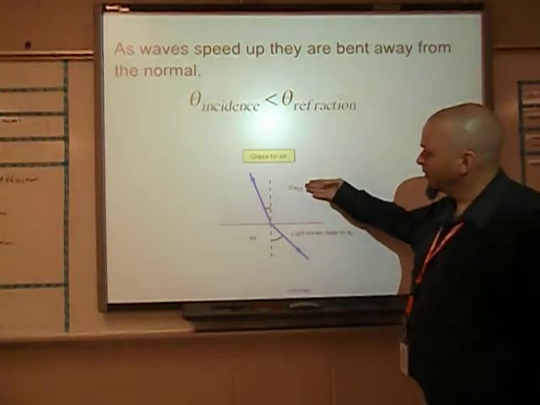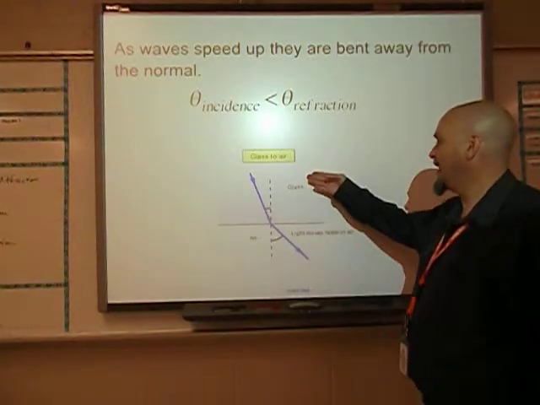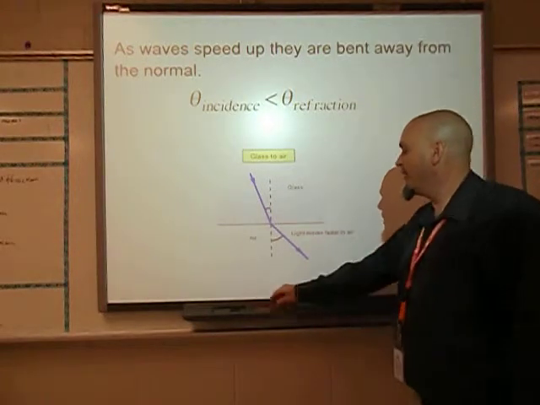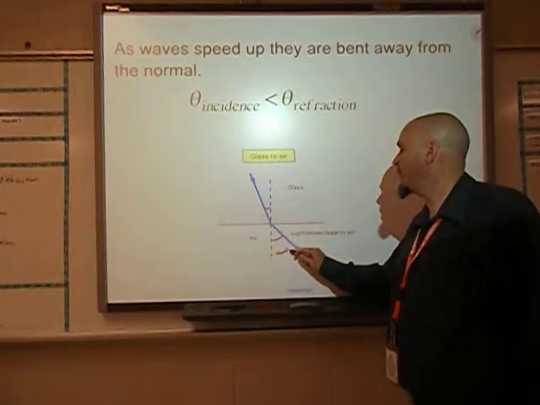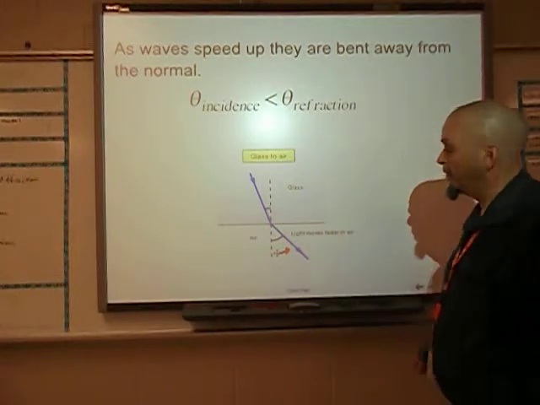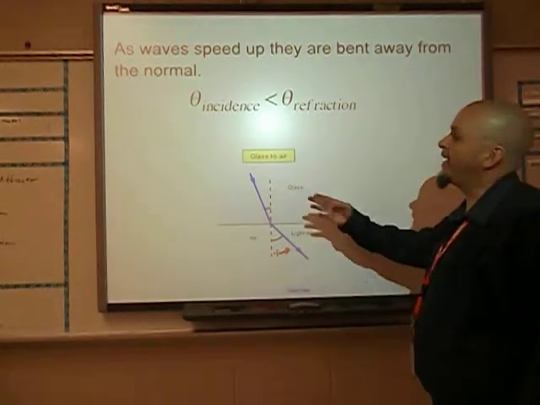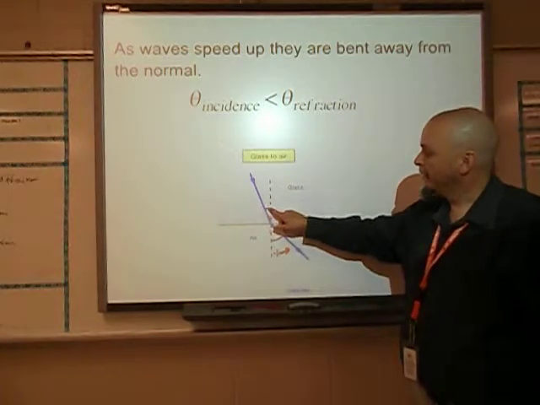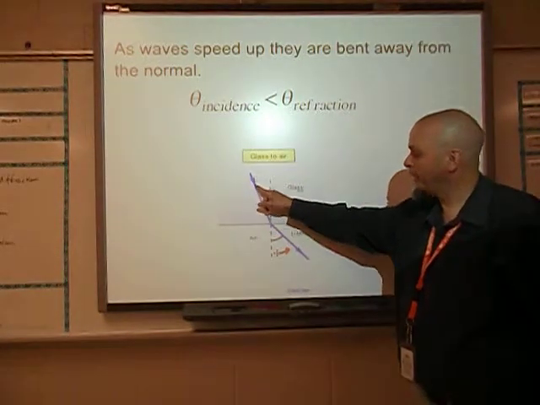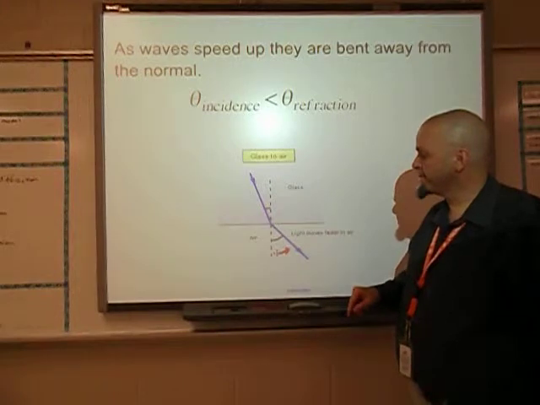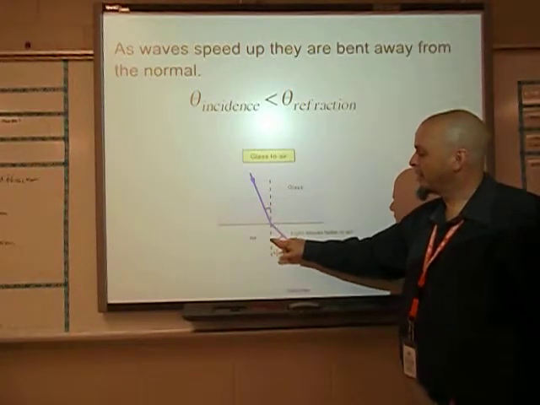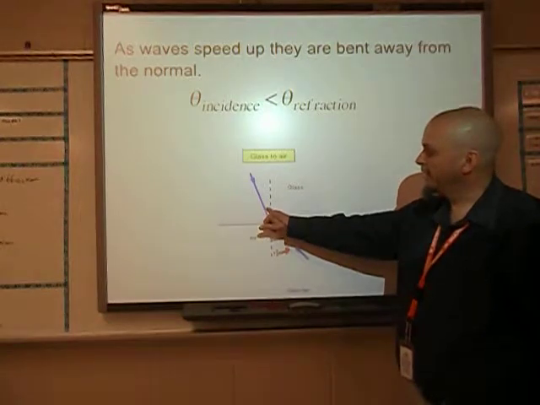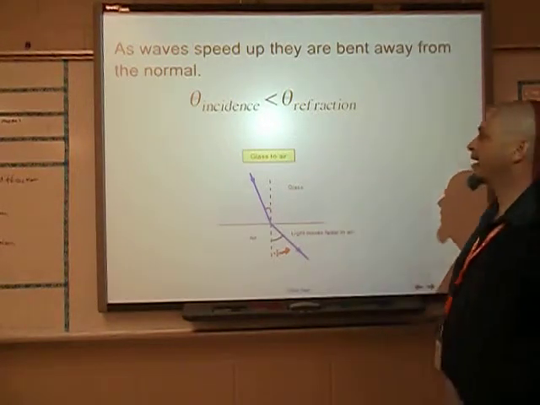As the light goes from glass into air, from the high density medium into the low density medium, it's going to speed up, and that will cause it to be bent or moved away from the normal. So in this case, the angle of incidence is less than the angle of refraction. The angle of incidence is this one, the incident ray and the normal. The angle of refraction is this one between the refracted ray and the normal. The angle of incidence is less than the angle of refraction.